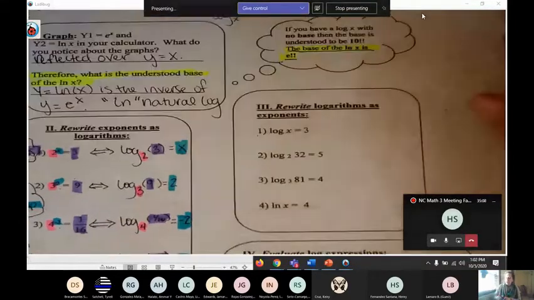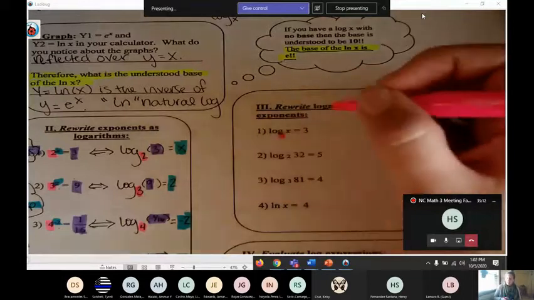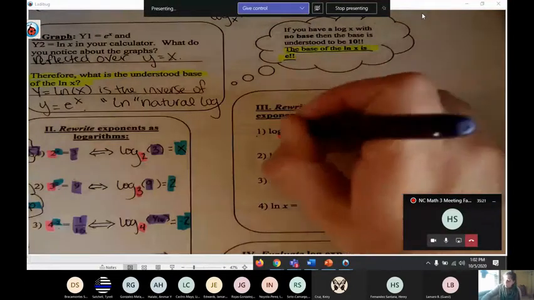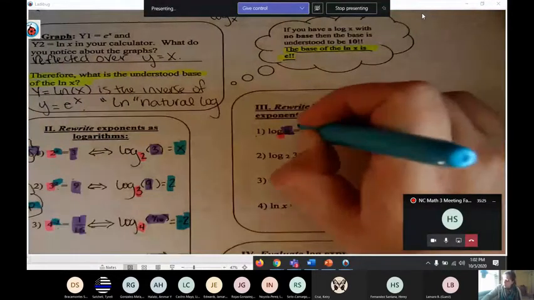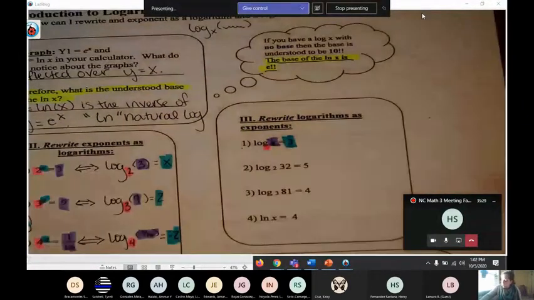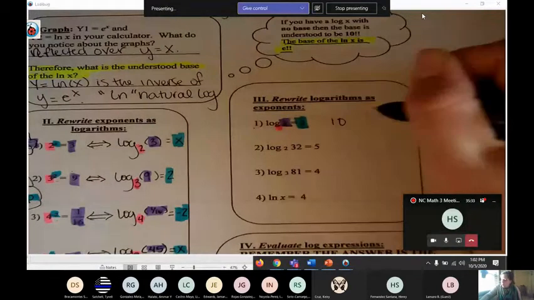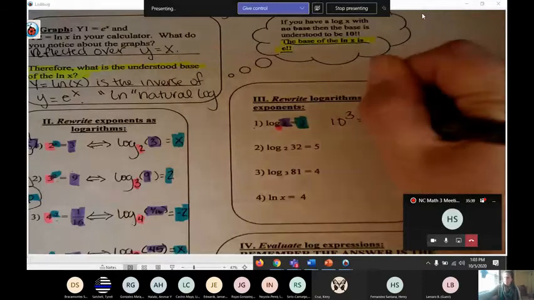Here, our base is not expressed, it's silent, which means it's going to be a 10. That was written up here. Our answer is inside of here, and our exponent is on the right. So when we rewrite this as an exponent, my base is 10, my exponent is 3, and my answer is x.